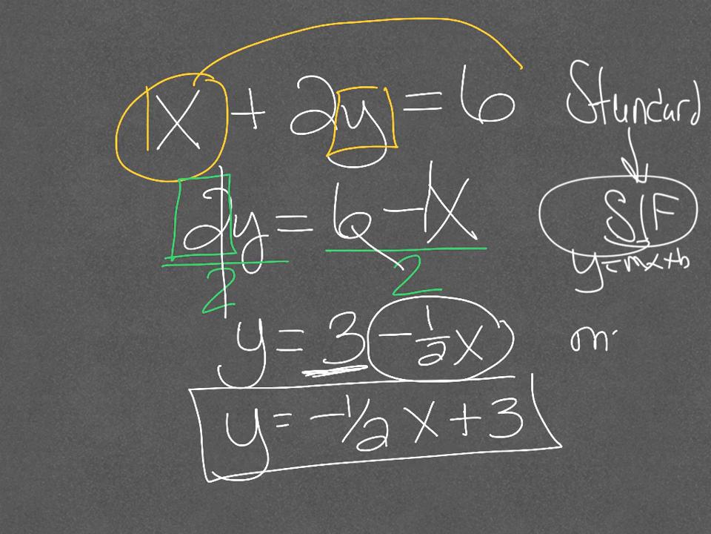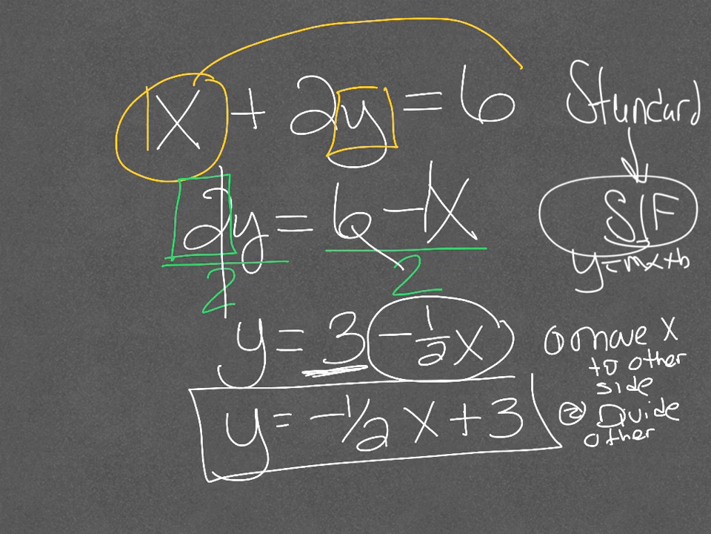Okay, step 1 is move x to the other side. And then step 2, you're going to divide the other side, each term, by the coefficient of y.